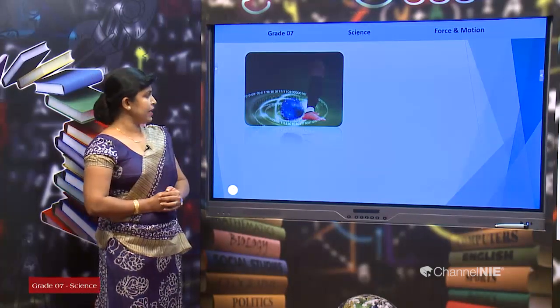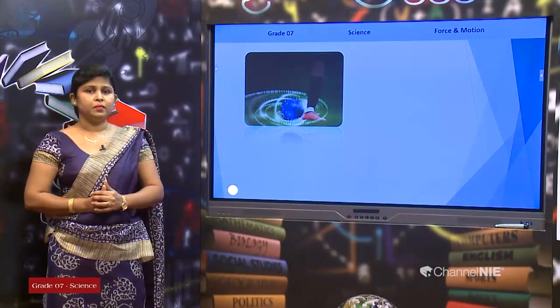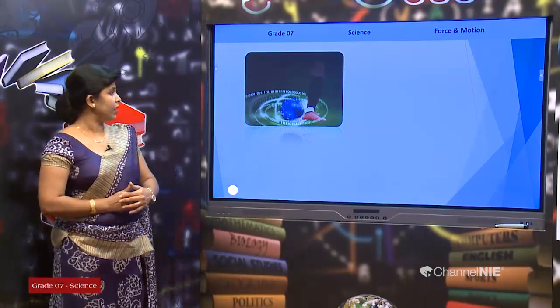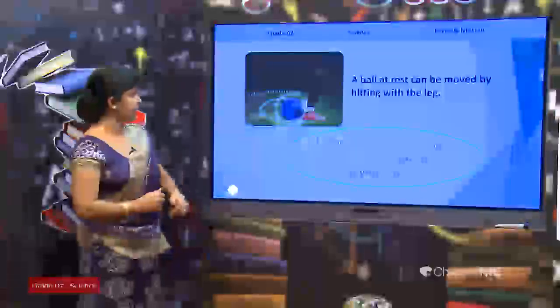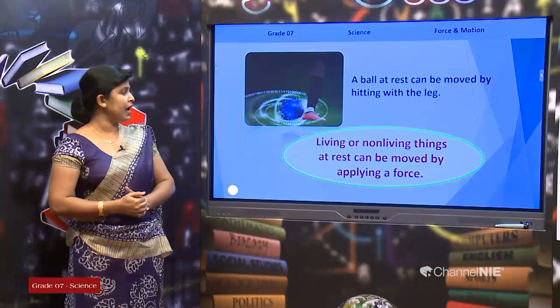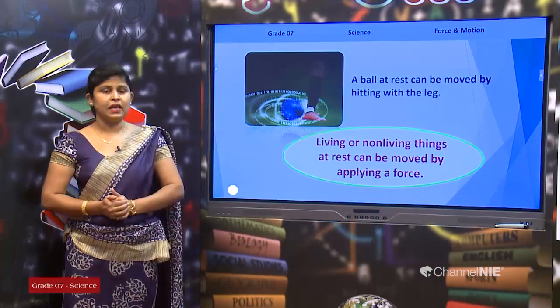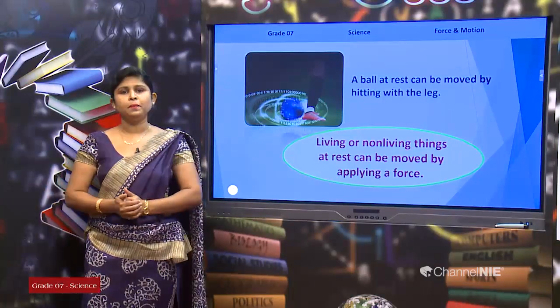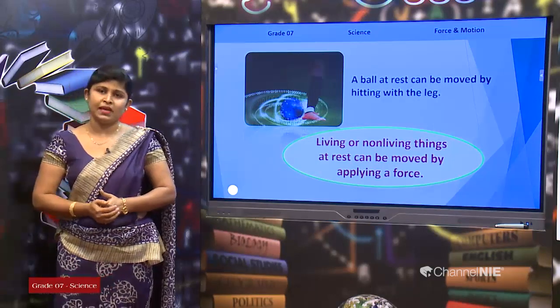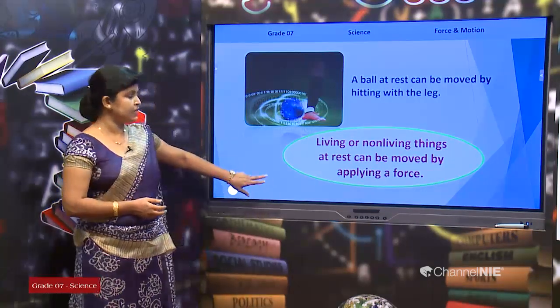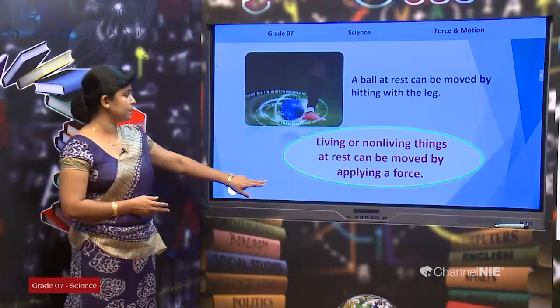In the next picture, you can see there is a ball. By kicking the ball, or by giving a force to the ball, it can be moved. A ball at rest can be moved by hitting it with the leg. So, finally, we can say that living or non-living things at rest can be moved by applying a force. The objects that are not moving can be moved by applying a force. That is the first effect of the force.